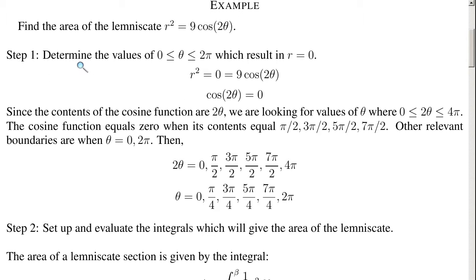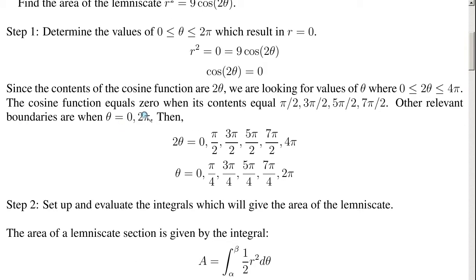Step 1. Determine the values of theta between 0 and 2 pi, which result in r equals 0. Once again, if r equals 0, r squared equals 0, which means 9 cos 2 theta equals 0, which means that cos 2 theta equals 0. Since the contents of the cosine function are 2 theta, we are looking for values of theta where 2 theta lies between 0 and 4 pi. Because theta is between 0 and 2 pi, we just doubled everything. So 0, 2 theta, 4 pi.